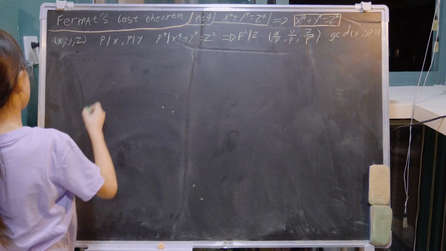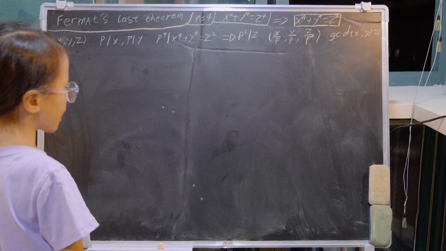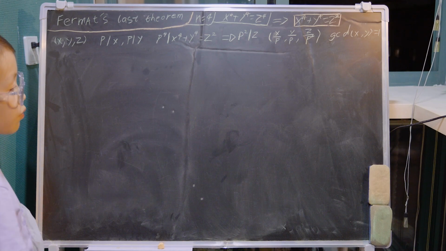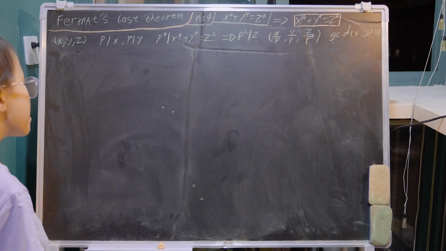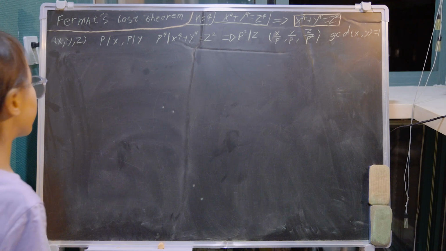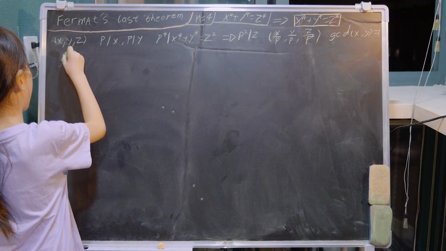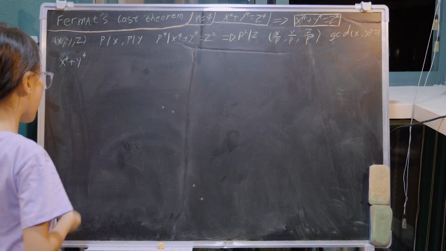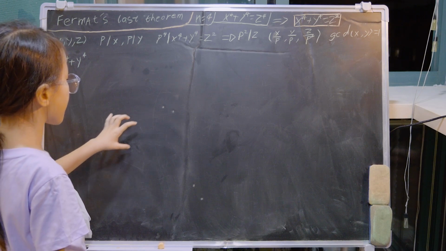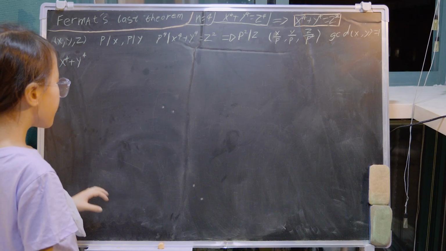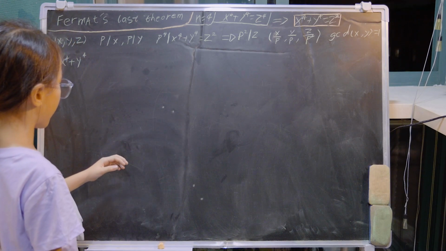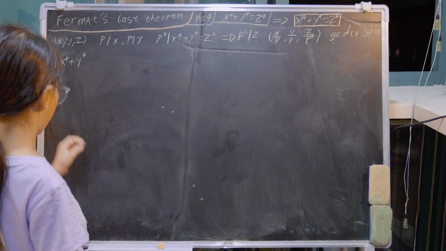First, x and y need to be relatively prime, so if x and y are both even, they're not relatively prime, and we don't need to care about it. But if x and y are both odd numbers, what will happen? Let's see x to the 4 plus y to the 4. We proved in the last video that the square of an odd number is an odd number, congruent to 1 mod 4.